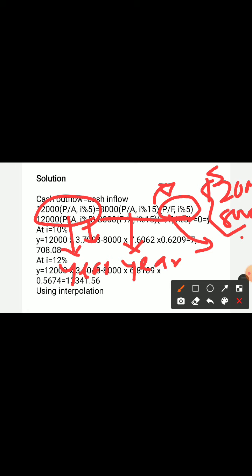With this equation we move further. So we understand here 12,000 investment for 5 years, and that particular cash inflow we calculated at a particular interest rate I, which is not known to us. And cash outflow is nothing but 8,000 deducted for 15 years, annually. At the end of each year 8,000 is removed, and this P by F factor is considered.